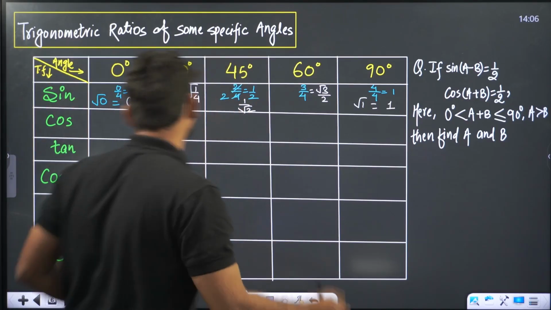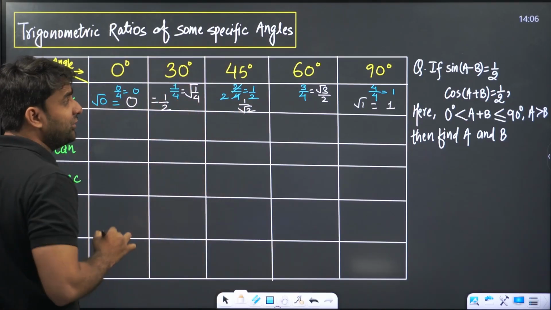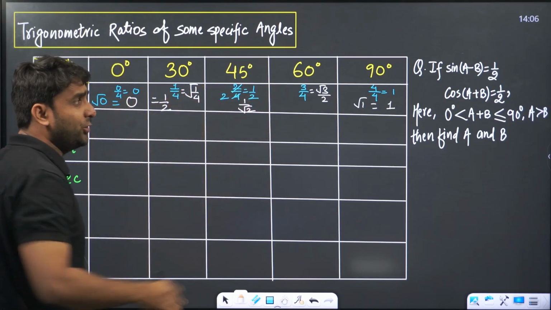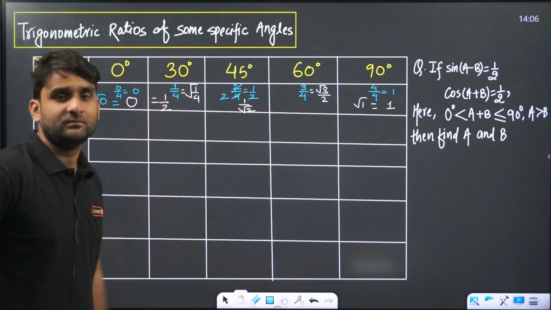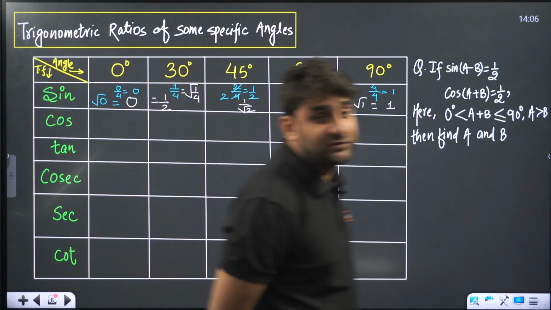Sin 0 is equal to 0, sin 30 is equal to 1 by 2, sin 45 is equal to 1 by root 2, sin 60 is equal to root 3 by 2, and sin 90 will be 1. Clear, everyone? So what was the trick?